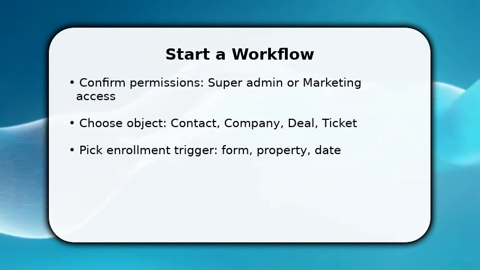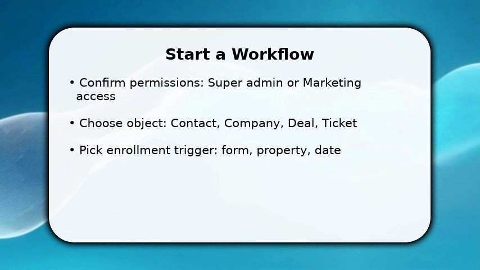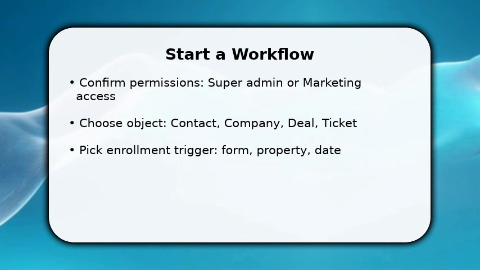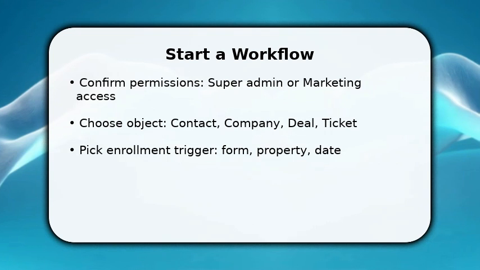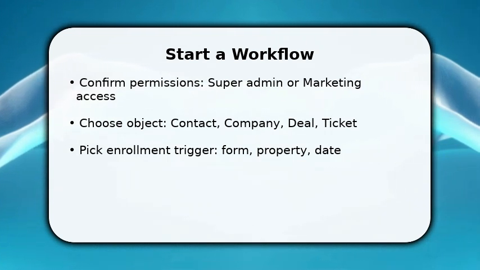Once done, set the primary enrollment trigger: form submission, property change, or a specific date, because that determines who enters the flow. Make sure to preview enrollment criteria so only relevant records are included before you proceed to build actions.